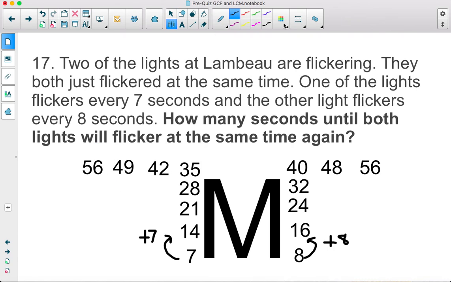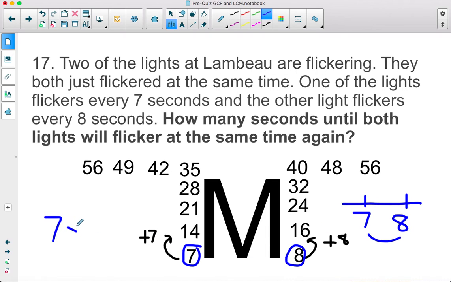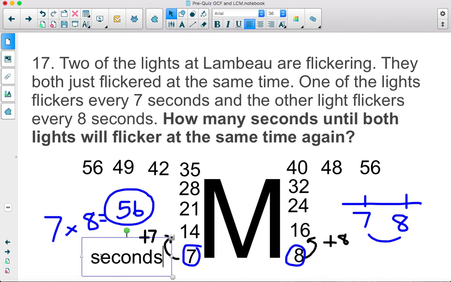So every once in a while, when the numbers are literally right beside each other, 7 and 8 on a number line are the whole numbers that are right beside each other. When numbers are right beside each other and you're looking for the least common multiple, you will have to multiply the two values together, and 7 times 8 is 56. So just a reminder that if the numbers are right beside each other and you're trying to find the least common multiple, you're going to need to multiply their two values together. It might save you some time. So 56 seconds, and they will flicker again together.